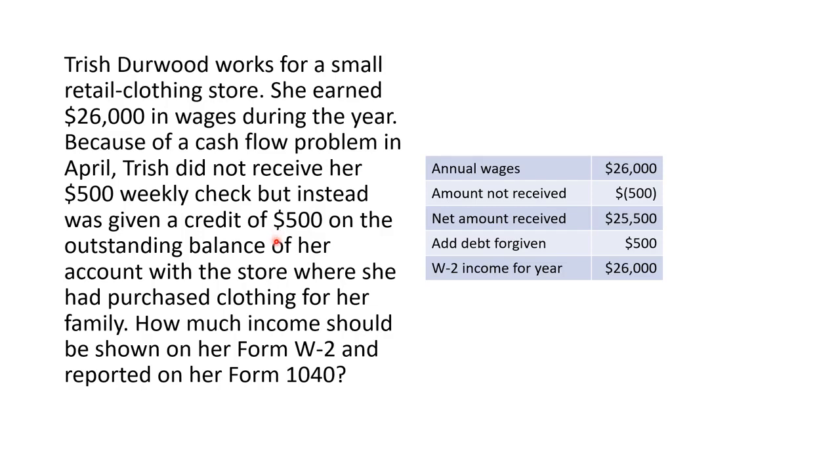How much is her income? Well, her annual wage is $26,000, but she didn't receive $500 of it. So the net amount received as wages is $25,500. Then add back in the $500 of debt forgiven to come up with W-2 income of $26,000.